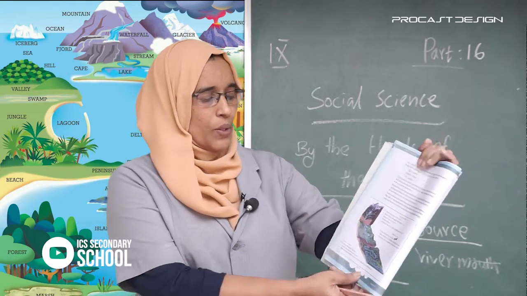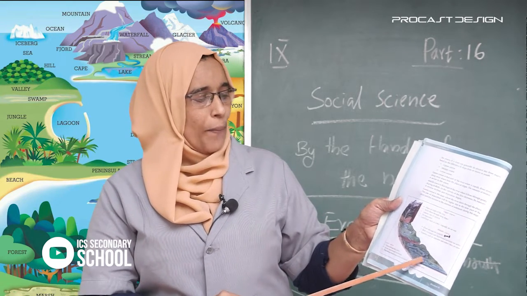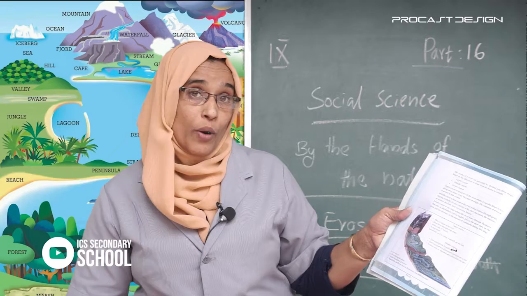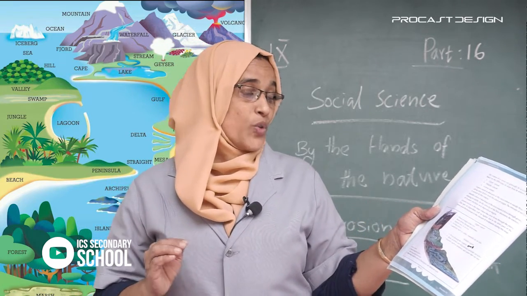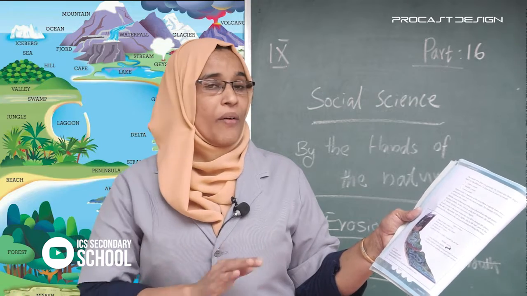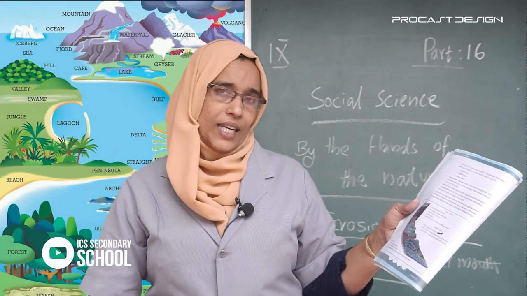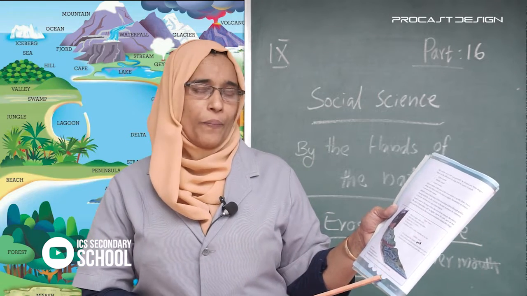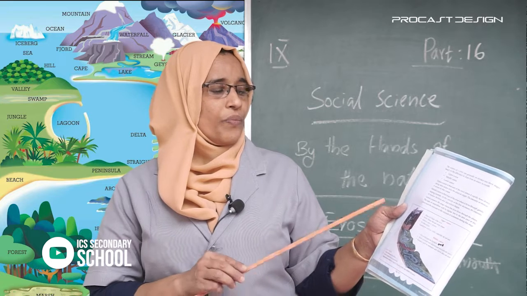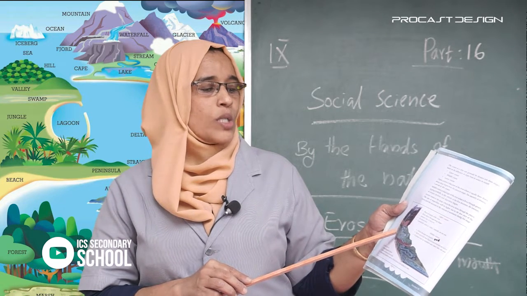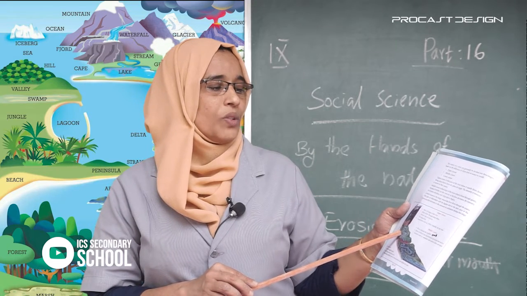Then last, the lower course. The lower course flows through the plains. The depositional process is very active. Depositional landforms such as floodplains and deltas are seen in the lower course. Meanders and oxbow lakes are seen in the middle course. Okay.